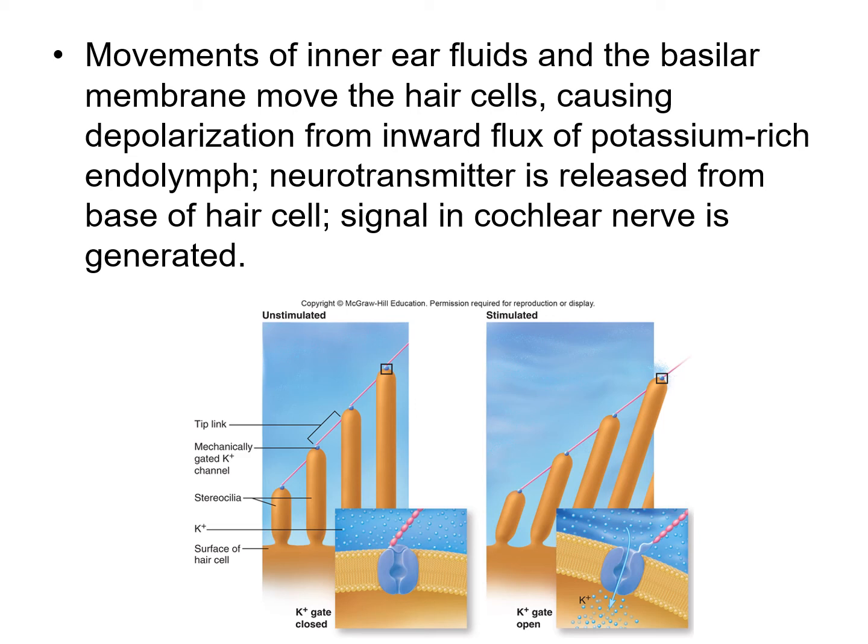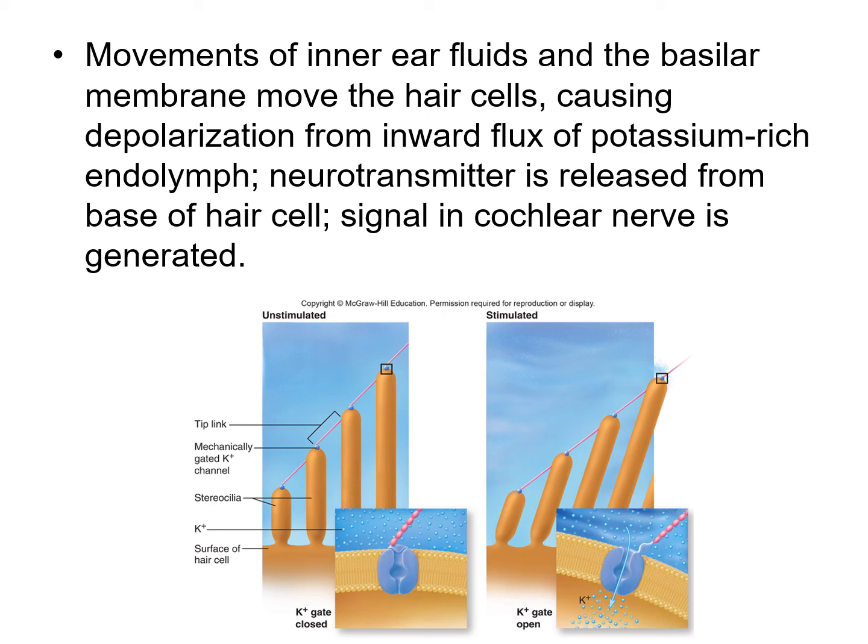But both sodium and potassium are positively charged ions. So in this case, we see an influx of potassium. Again, that's a positively charged ion. It's going to serve the same general purpose to depolarize the cell. And as a result, a neurotransmitter is released from the base of the hair cell, and the signal within the cochlear nerve is generated. Now, your book goes into a lot more detail with how this phenomenon works with structures known as tip links, which are protein fibers that extend between one stereocilia and another.